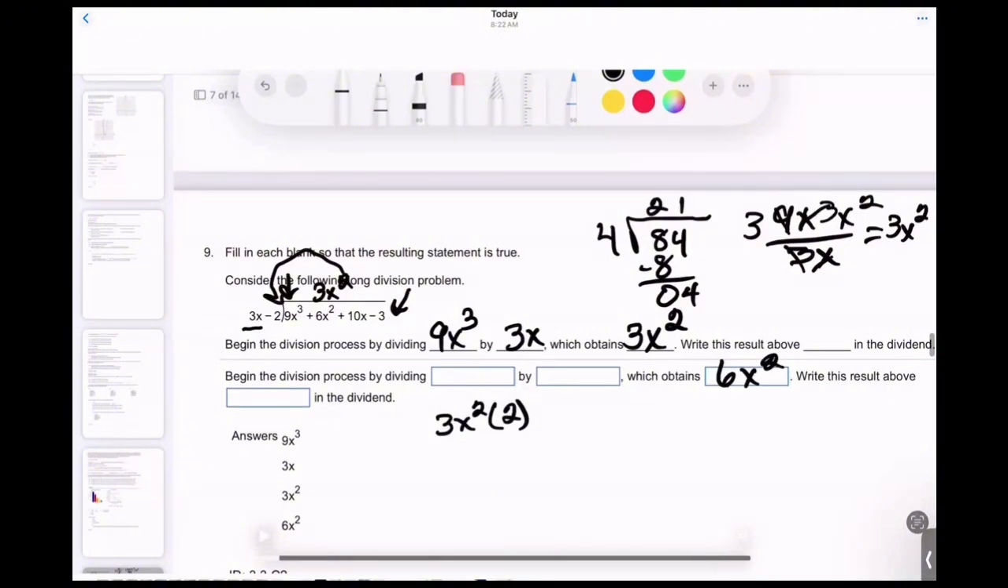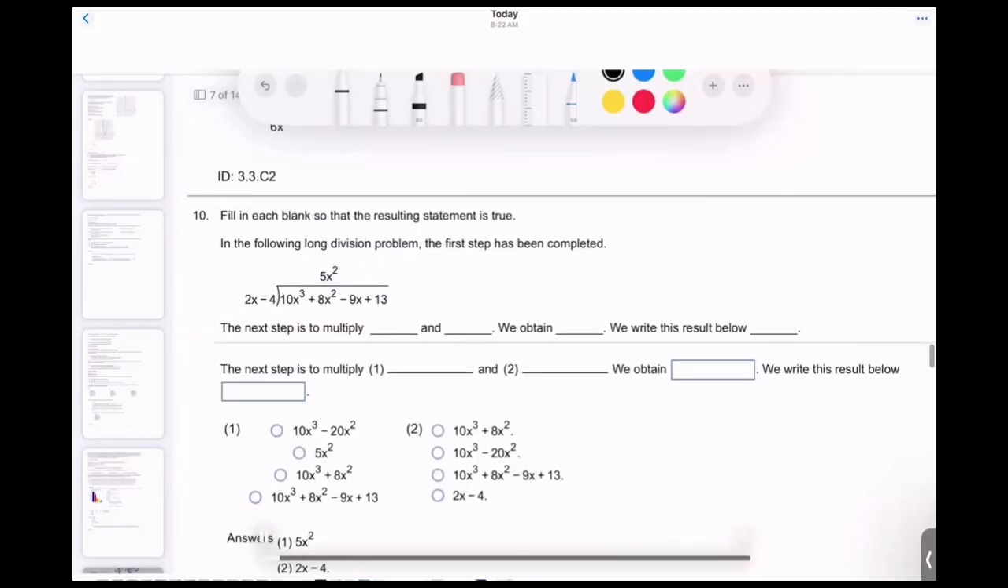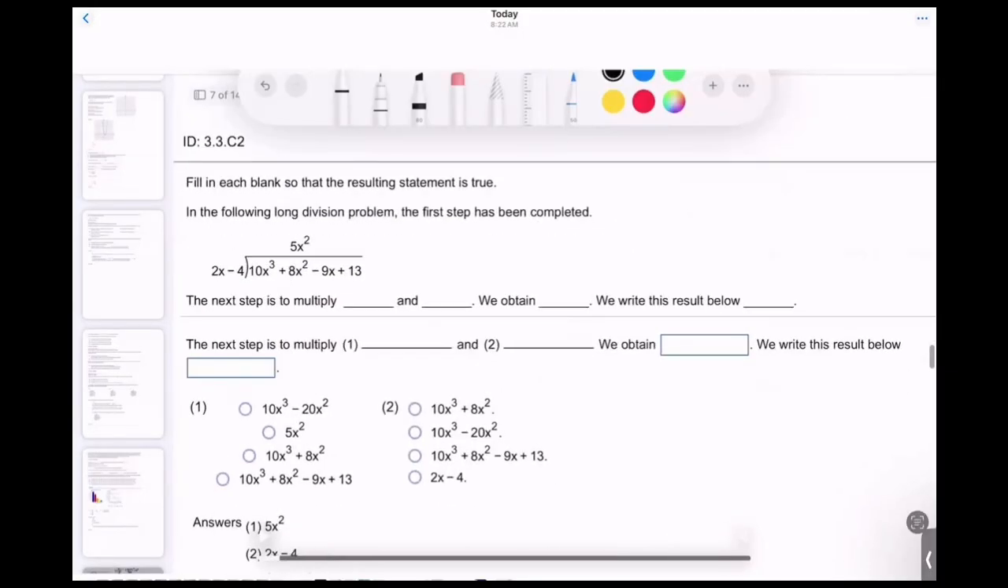Yeah, go ahead. Okay, moving on. Okay, so this one does the same thing, but a little bit differently. Let's see what it's asking. The next step, okay, so they already did the 10x cubed divided by 2x in this one. And they have 5x squared.